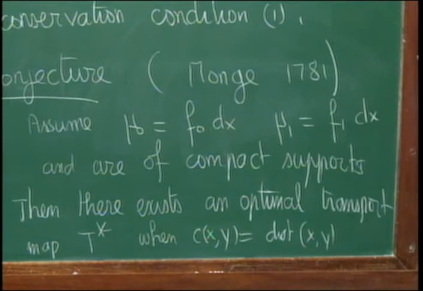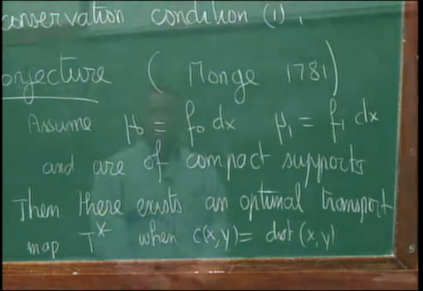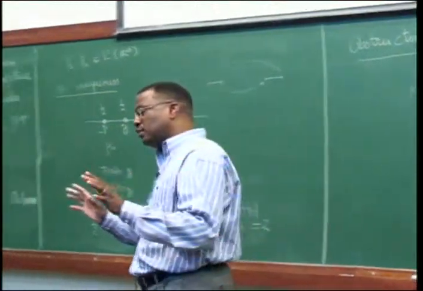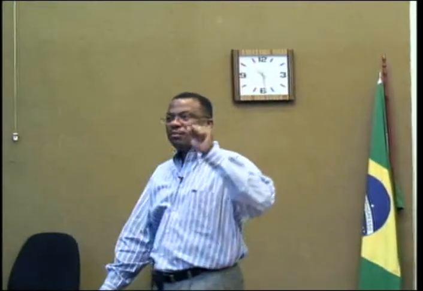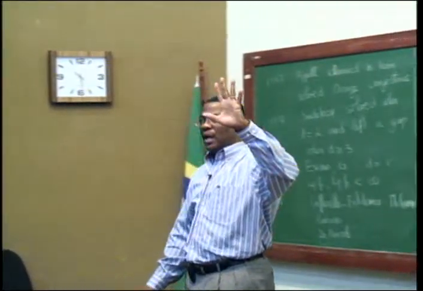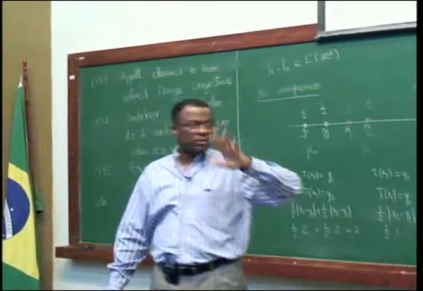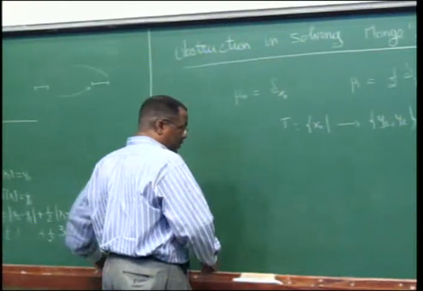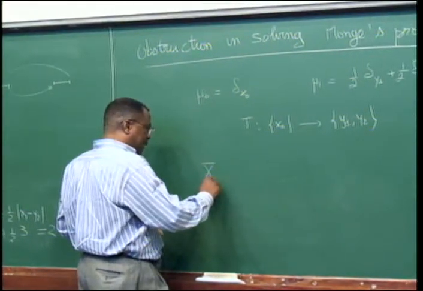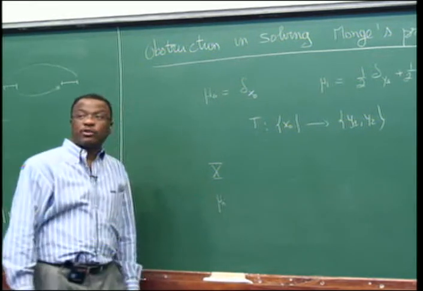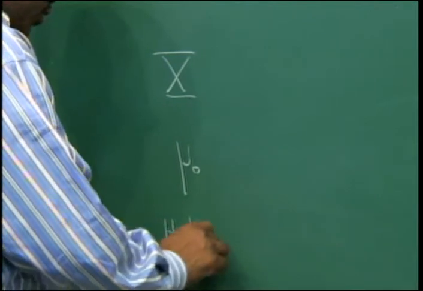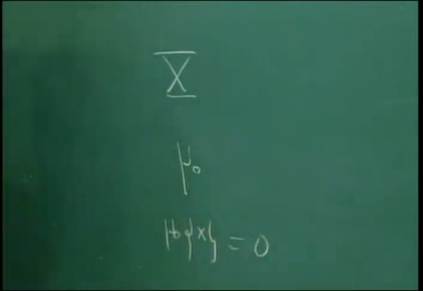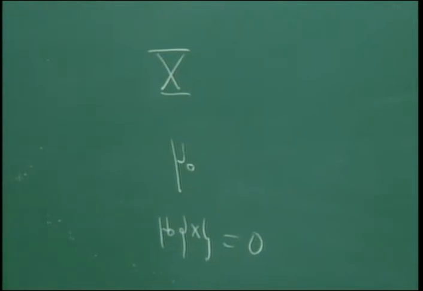So let me show the second and more serious obstruction. So there is this fact from this very strong result from probability theory. Assume that you have a space X, and you have on the space a measure. So assume that I have a space X and a measure mu naught with no atoms. So mu naught has no atom, meaning when I compute mu naught of a set consisting only of one point, I get 0.